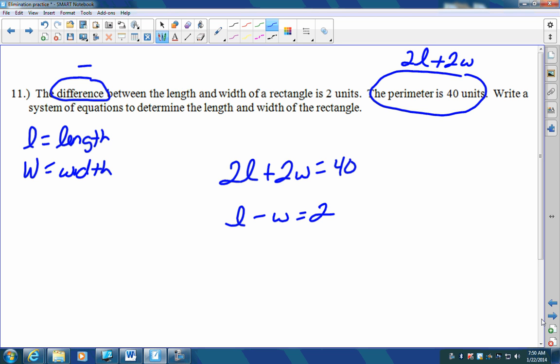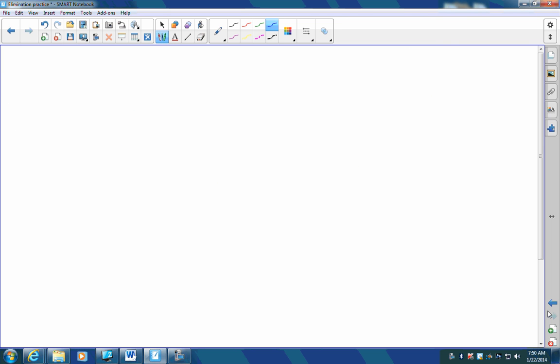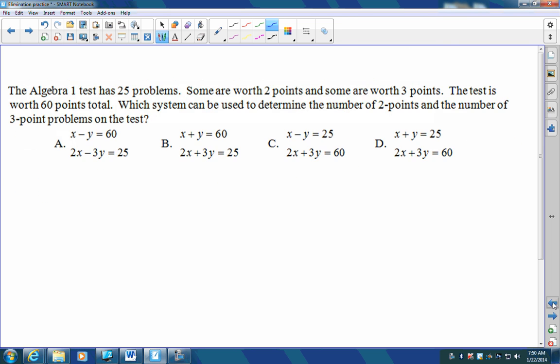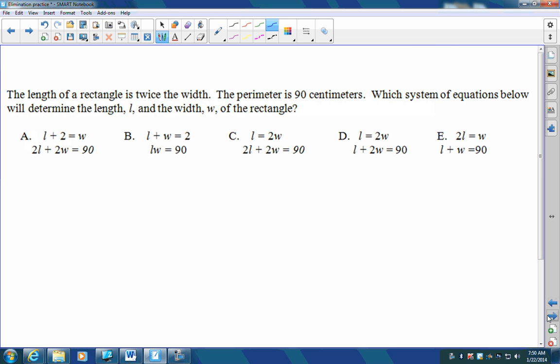Number 12. Let me see, how many of these do we have? A couple more? Okay. There. All right. If you have not done this already, take a minute and circle which answer you think it is. Answer these other ones.